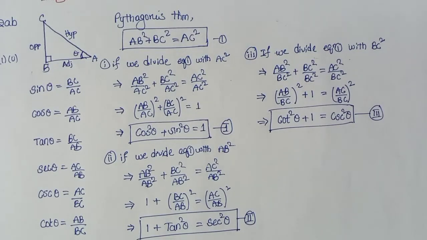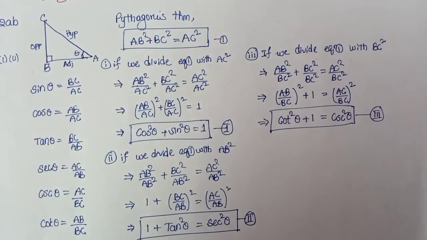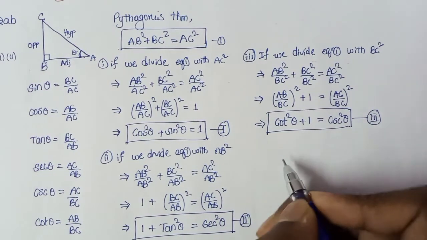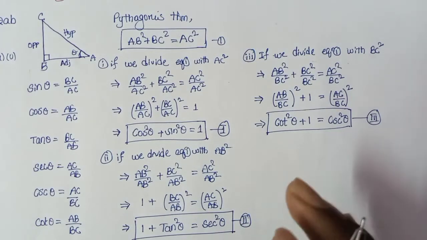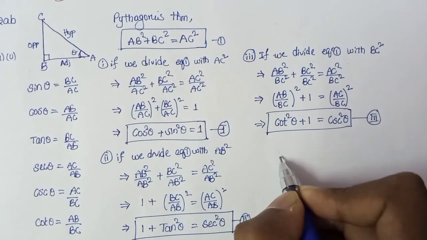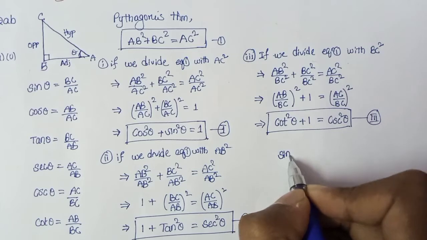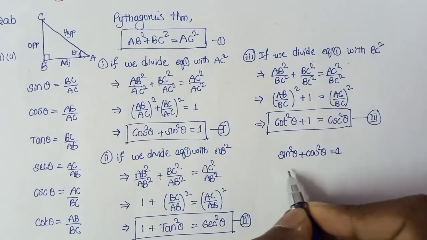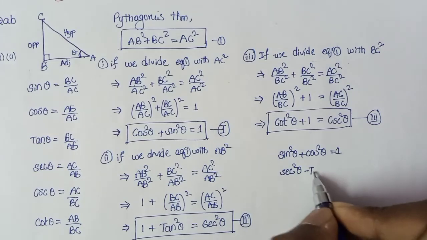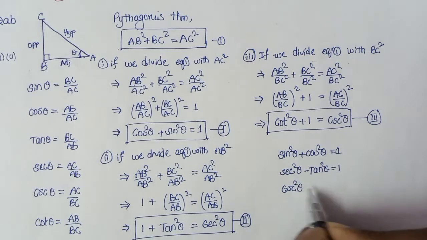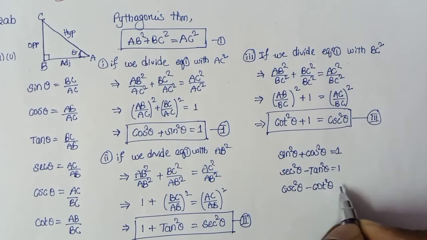These three are identities in trigonometry. These are very, very important. Let us write them here once again. You can remember these formulas in any one manner like this. I am writing here: sin square theta plus cos square theta is equal to 1. Next, sec square theta minus tan square theta is equal to 1, or cosec square theta minus cot square theta is equal to 1.